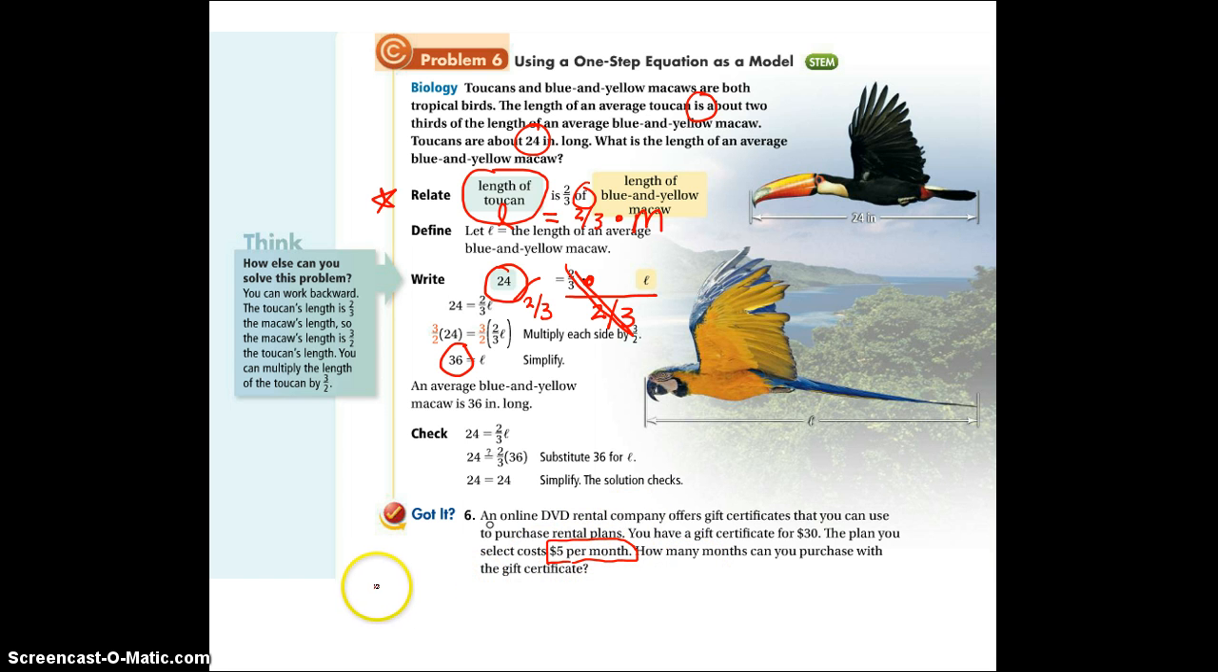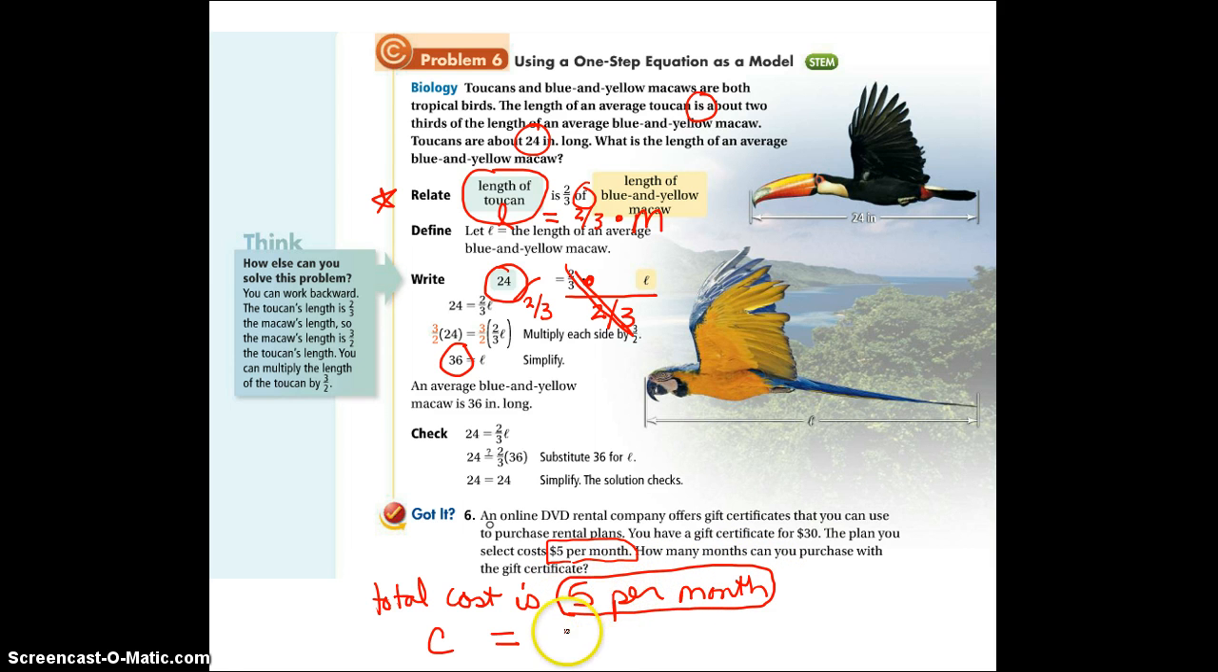So we know that the total cost is $5 per month. So total cost, I'm just going to call it C. The "is" translates to your equal sign. $5 per month. Rates always directly translate. It's always good to try to find a rate in a word problem because they always directly translate into 5 times whatever this is. So 5 times your M, 5 times the months.